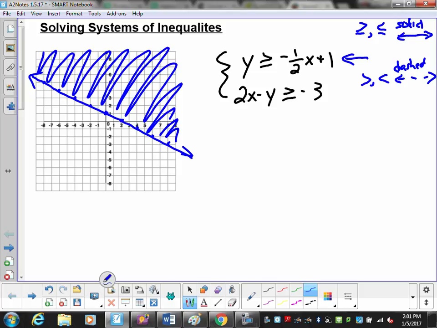So anything in that direction of that line is considered to be a solution. So any point out there would be a solution to this inequality, would make it a true statement. So if I put the point 5, 5 in there and replace the x and the y, that would be a true statement. This 5, 5 is in the shaded area.